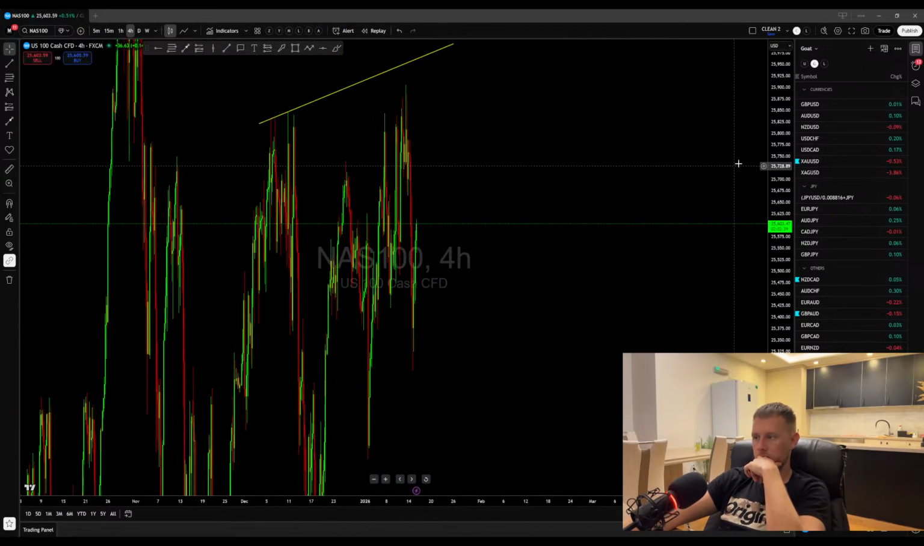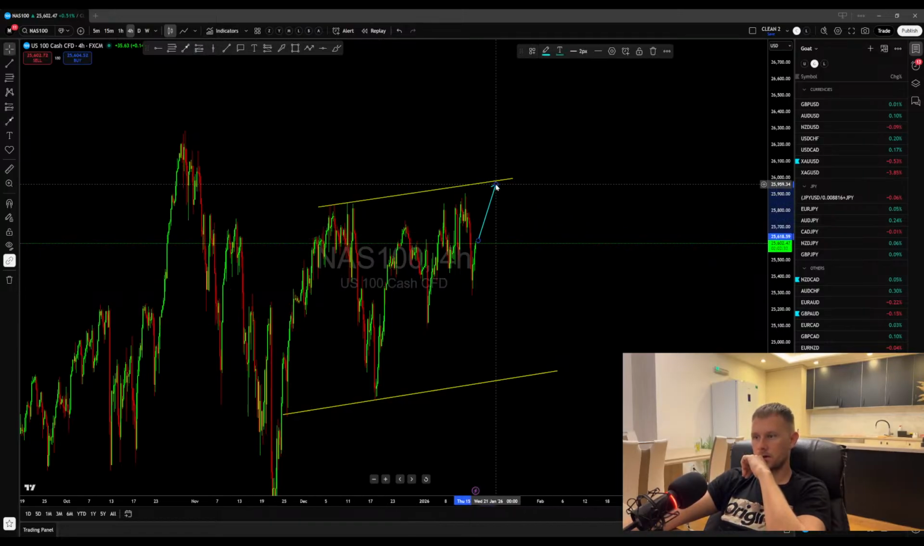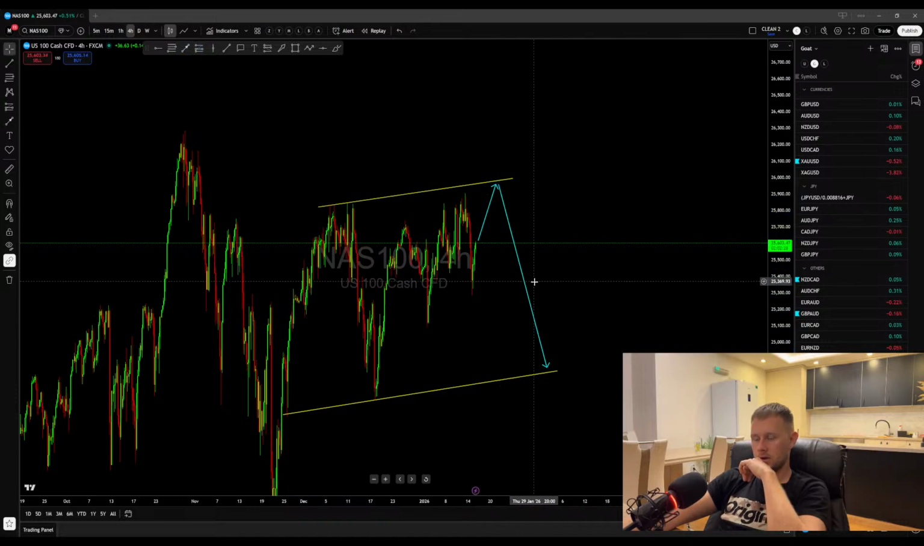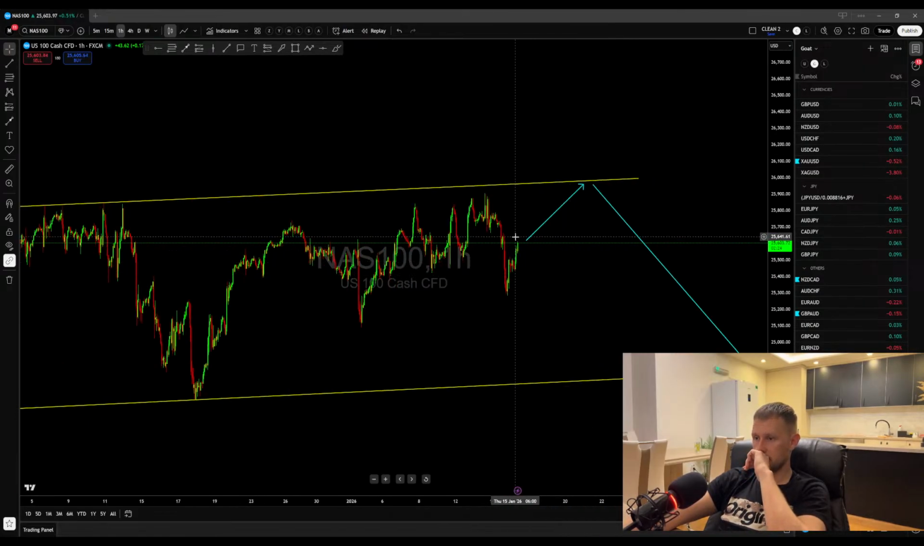Next, this one is going already higher. Yes, this one definitely will go higher, and then price action over there and then going lower. I think we cannot buy this one. There isn't any buy setup yet.